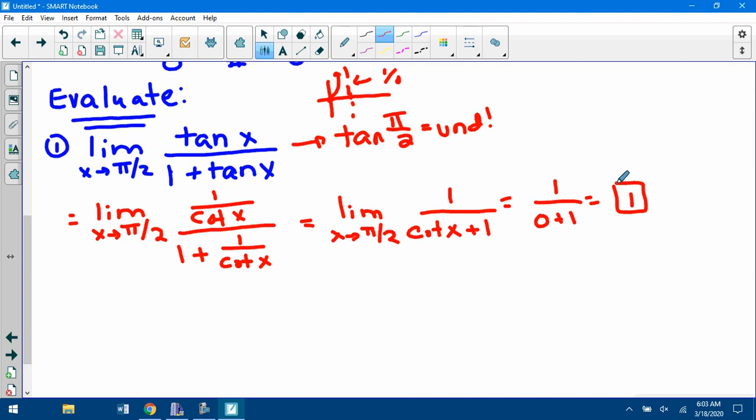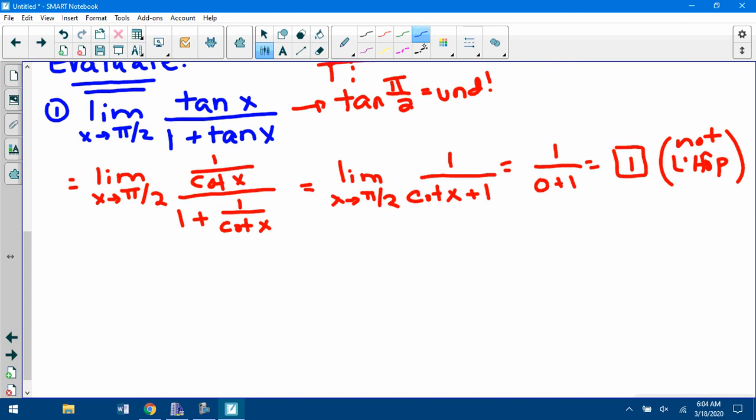That's my answer. Notice, did I use L'Hopital at all? Nope. This was not L'Hopital. Didn't have the indeterminate form. I had to use a little trig substitution. Got my answer without it. Everything is not going to be L'Hopital, so be careful.